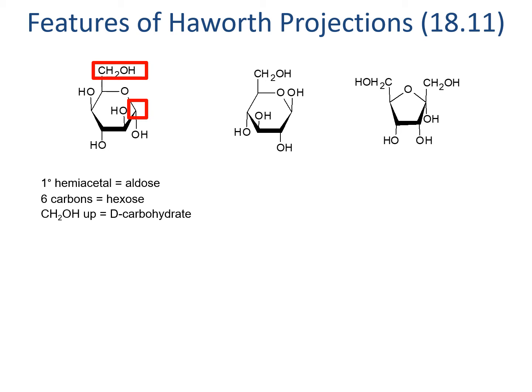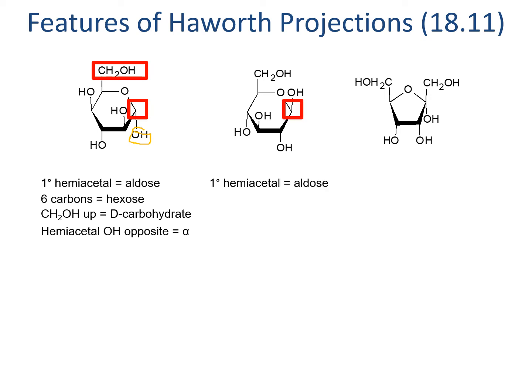We can also tell what anomer we have, either alpha or beta, based on the direction of the hemiacetal OH. If the hemiacetal OH, down here, is opposite the CH2OH we just looked at, we have the alpha anomer. If it was on the same side as the CH2OH that we just looked at, it would be beta. Now look at the next molecule and try to identify whether it's an aldose or a ketose.